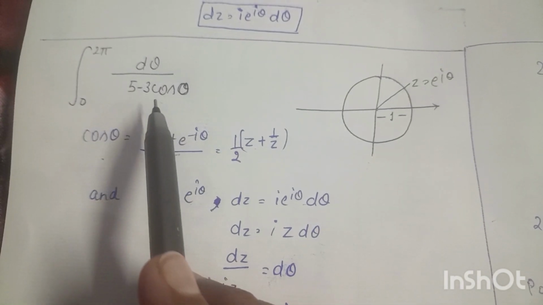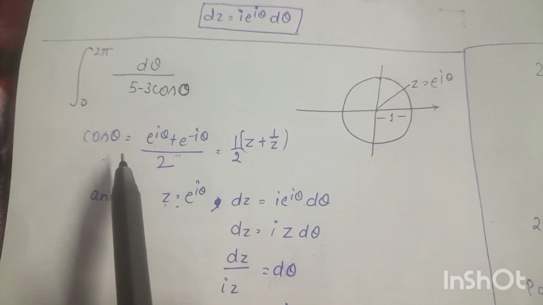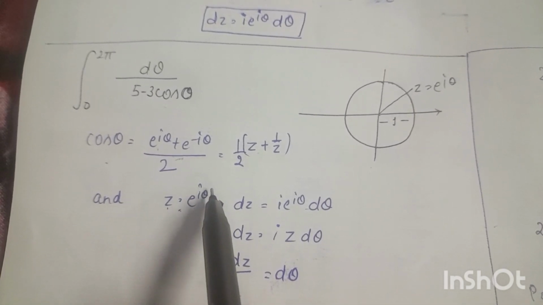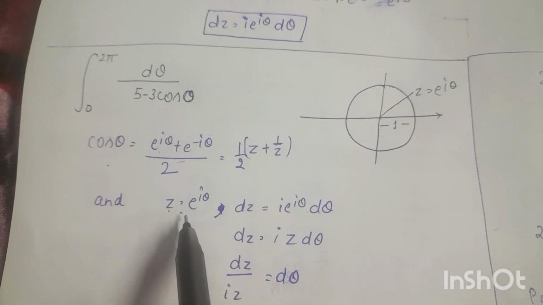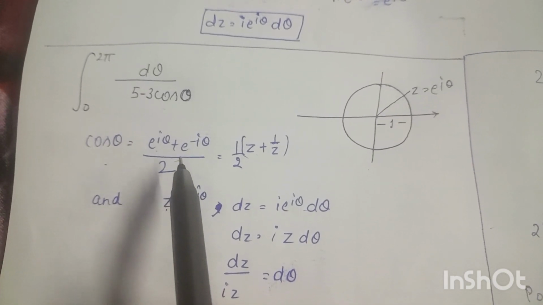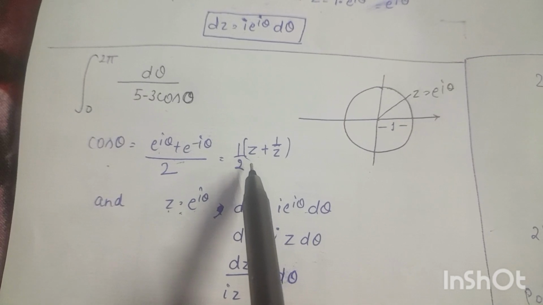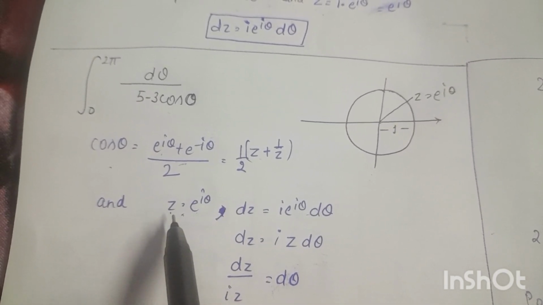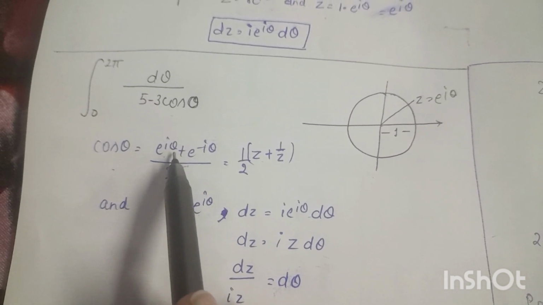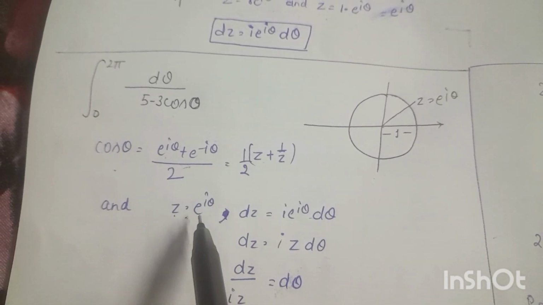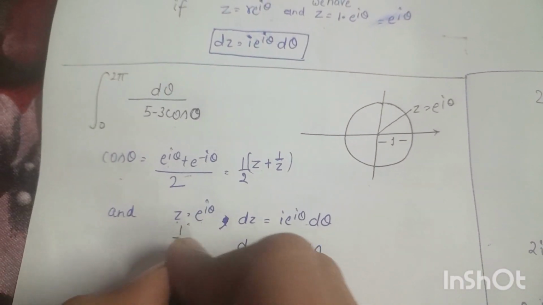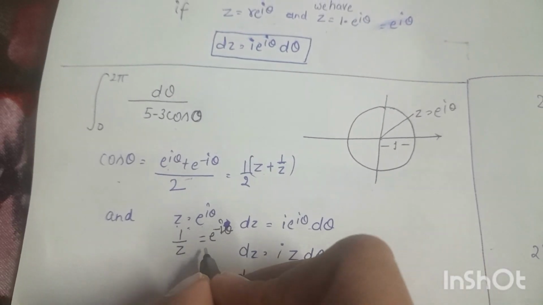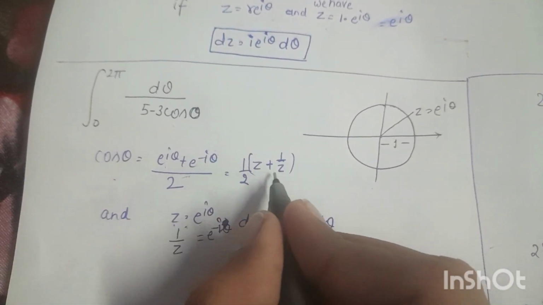Then we can change the cos theta into its iota form, and we know that z is equal to e to the power i theta, and then we can put this value of z in this equation to get the iota form into z form, and this is equal to z. Then we can write e to the power i theta is z, and if we change it like this, 1 upon z we can write is e to the power minus i theta. Then we can put this value like this.